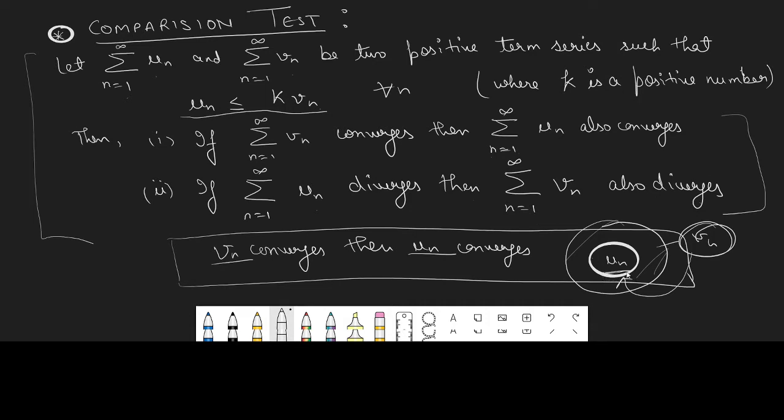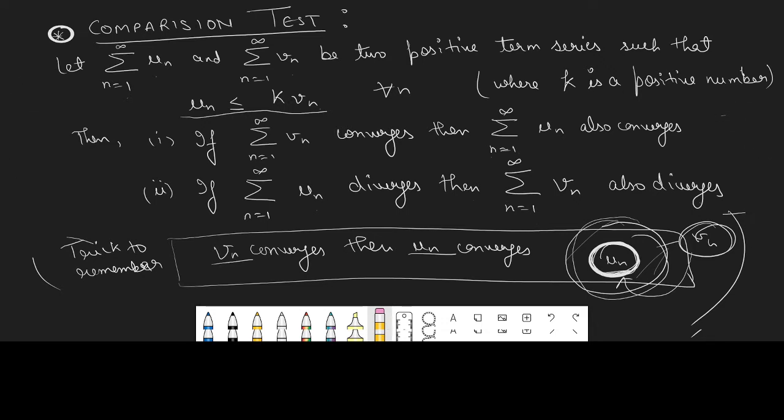And if un is divergent, that is basically this small circle is divergent, then this whole big circle, that is vn, will also diverge. Okay, so this is just the trick to remember.